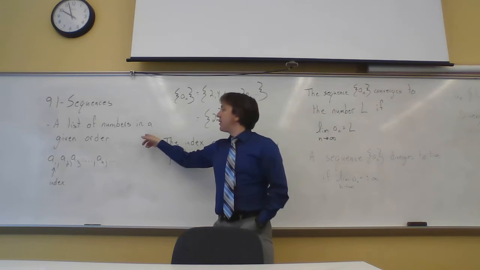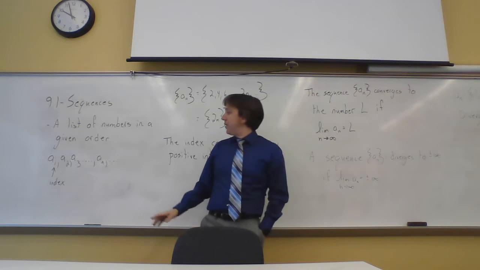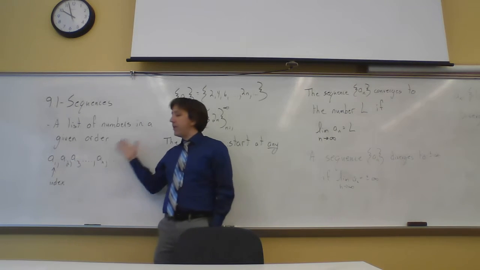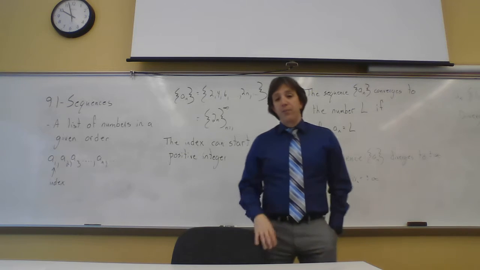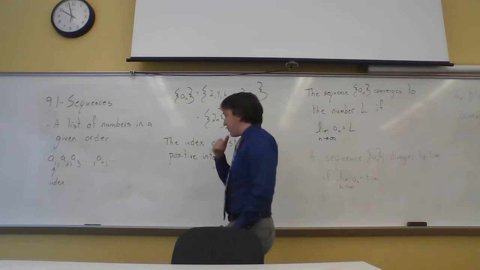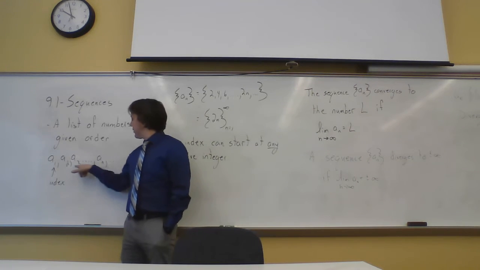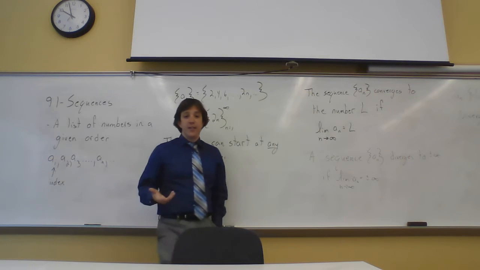A sequence is just a list of numbers in a given order. So a sub 1, a sub 2, a sub 3, out forever. So we are looking at infinite sequences here, numbers that go on forever. The little numbers along the bottom are just called the indices.